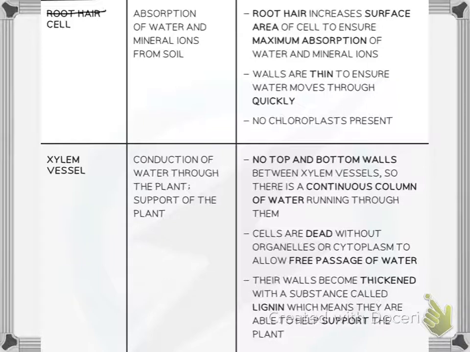These are the specialized cells in plants. The first one is a root hair cell. Its function is the absorption of water and mineral ions from the soil. Its adaptation is that the root hair increases the surface area of the cell to ensure the maximum absorption of the water and mineral ions. Then the walls are really thin to ensure that the water moves through quickly, and there are no chloroplasts present.